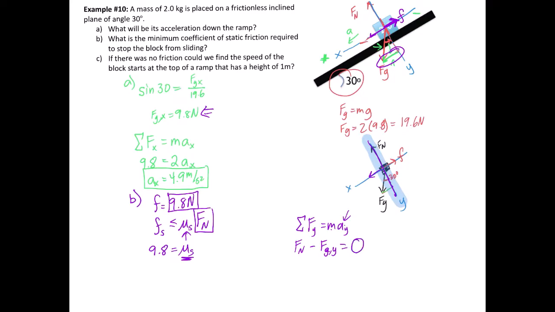Now remember, I'm looking at my new vertical, my new y-axis. I'm not looking at the up and down. Obviously, the block is accelerating downwards as it goes down the ramp. Okay? Now at this point, we can find the gravitational force in the y direction.